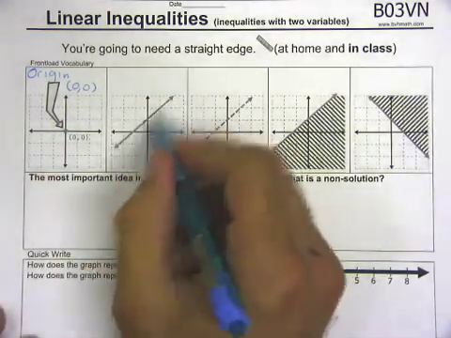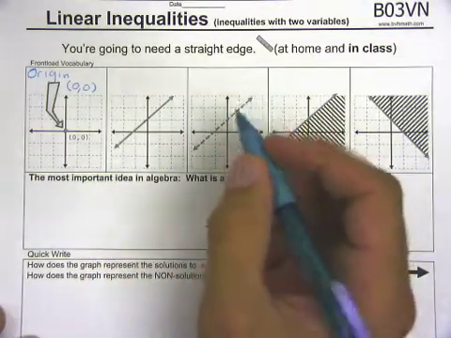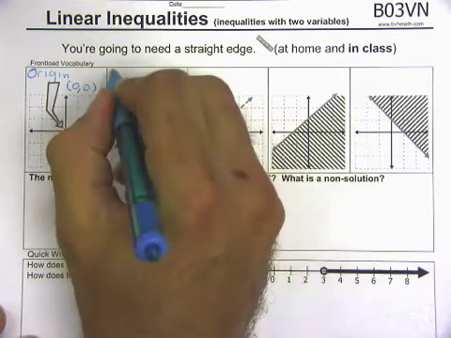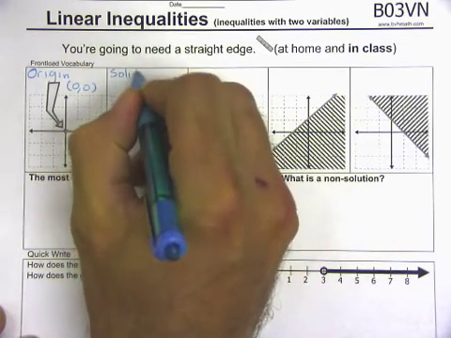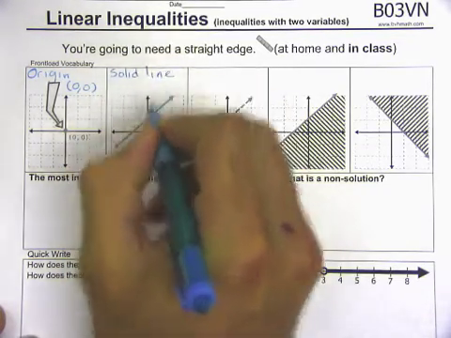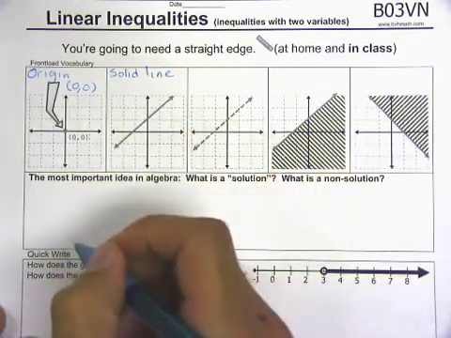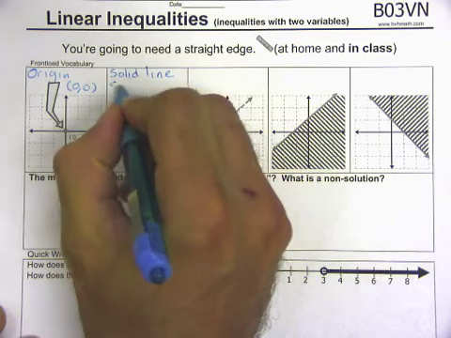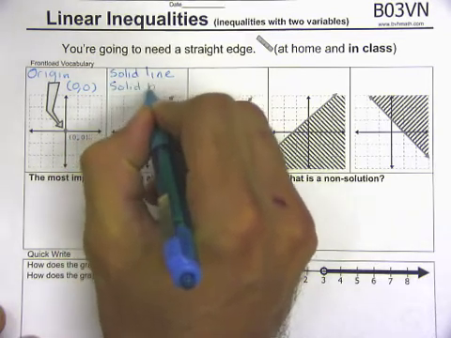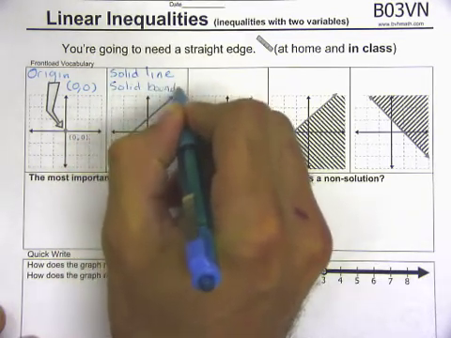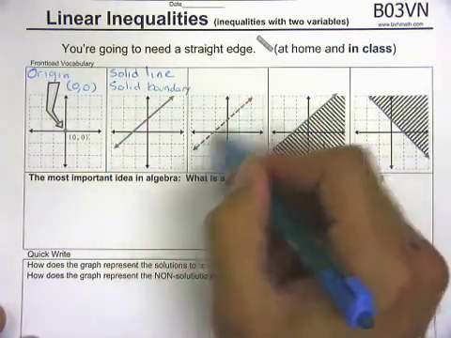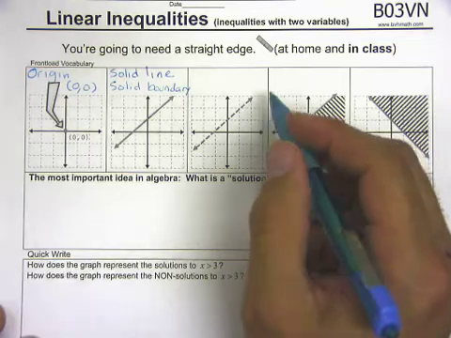Second thing we need to talk about. Yes, it's a line, but we need to be more specific. So we're going to have two names for this. Oftentimes we'll simply call it a solid line. Sometimes we'll be using that line as a boundary that will separate values that are solutions from non-solutions. When that happens, we simply call this a solid boundary. Not real complicated, right?